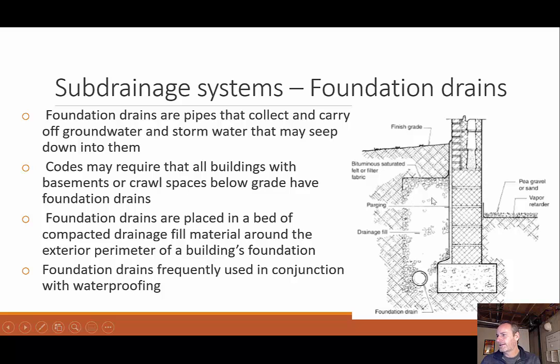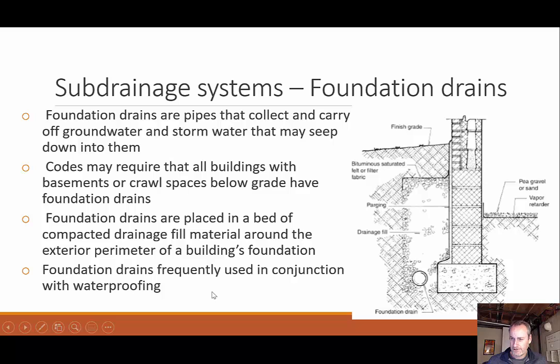We're putting this drainage fill, which is a material which allows the water to flow real easily. So water would naturally want to flow, path of least resistance, through here, and hit the foundation drain. The foundation drain typically has a bunch of holes in it. Water goes into the holes, and then it runs out into the drainage system. Of course, codes may require that you have these depending on your water in that area or how they're dealing with the water. Foundation drains are placed at the bed of compacted drainage fill material around the exterior perimeter of the building's foundation. Like I said, that fill allows water to run easily through it.